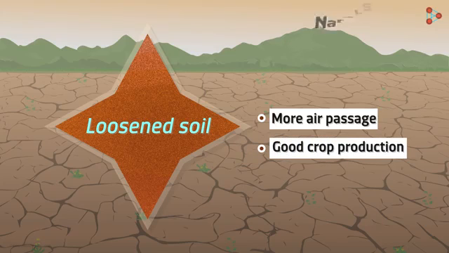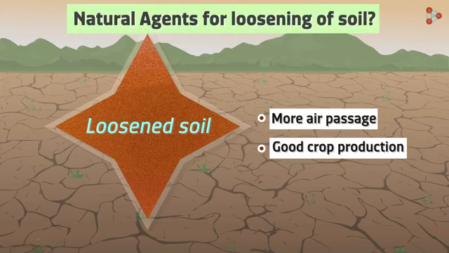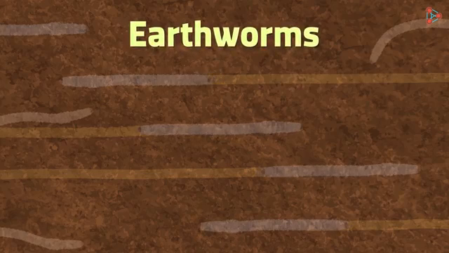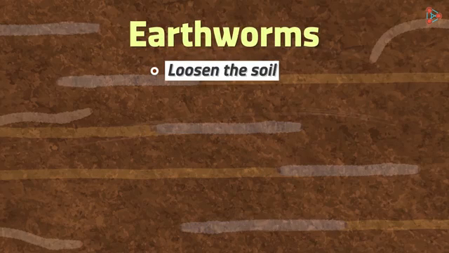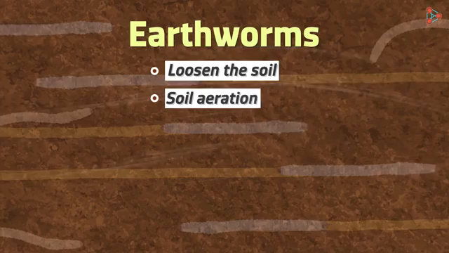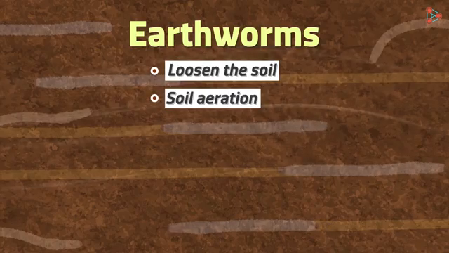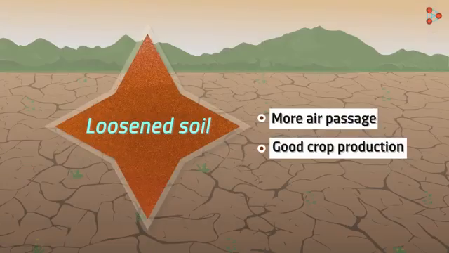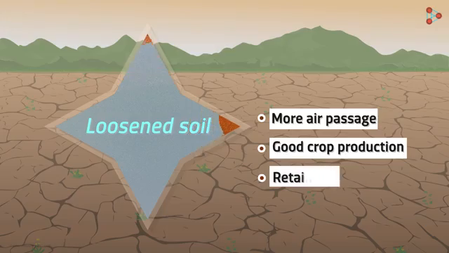Do you know any natural agents that help this process? We usually refer to them as friends of the farmers. Yes, the answer is earthworms. They help loosen the soil and also in soil aeration. Do you know another advantage of loosening of the soil? It also helps the soil to retain water.